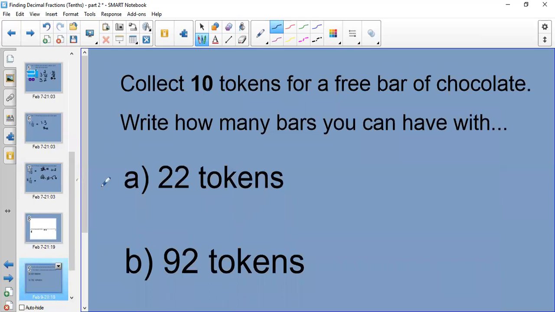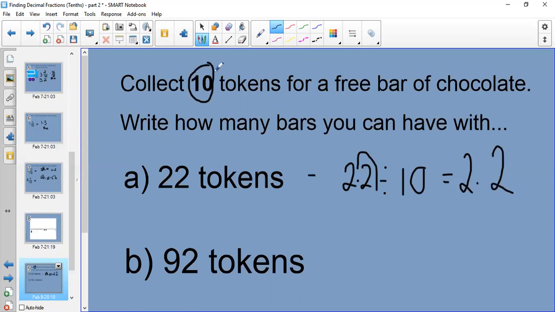Now, you might be given a problem-solving question, something like this. Collect 10 tokens for a free bar of chocolate. Write how many bars you can have with 22 tokens. So if I had 22 tokens and I know that I need to only collect 10 to get a free bar of chocolate, all you need to work out is, well, what is 22 divided by 10? Okay, 22 divided by 10. And again, like the other examples, you're just moving your decimal point back one space. So you know that you can get 2.2 bars of chocolate with 10 tokens.